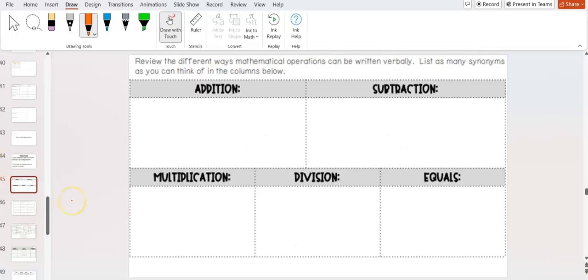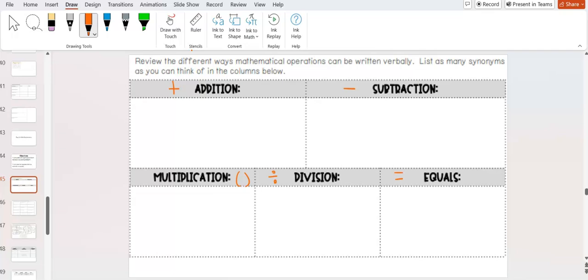So the first thing we have to do is think of all the words that we can possibly think of that might mean different math symbols. So what is a word that would mean addition? What's a word that would mean subtraction, multiplication, division, and what's a word that might mean equals? So pause the video, write down as many words as you can think of for each one.